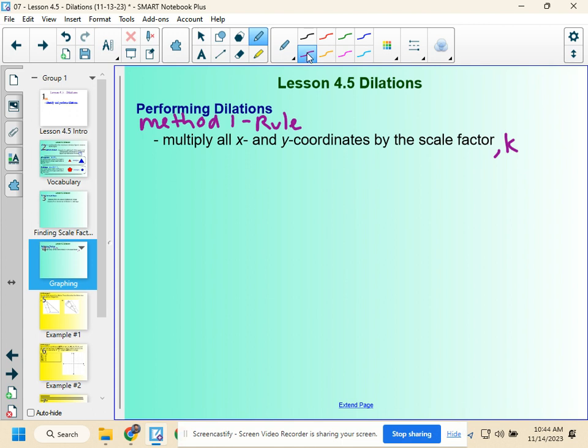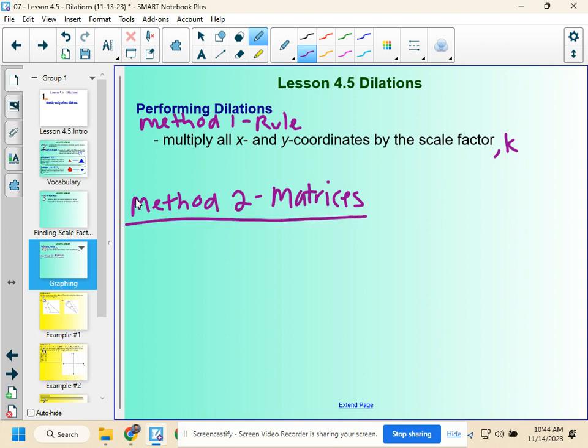Method 2, like pretty much everything else in this chapter, is matrices. Okay. And it's going to be the exact same process. How could we do a dilation and not multiply the x and y coordinates? So all we said was kind of the process and what it looked like. So this is what we said. We said use scalar multiplication. Okay. And that's from lesson 4.0 with matrices.